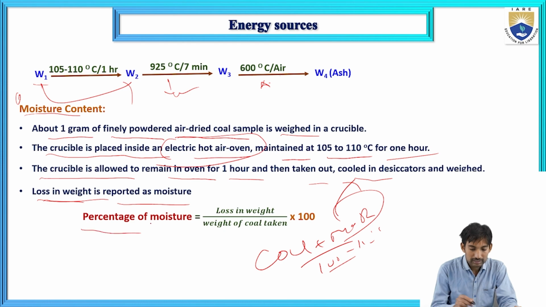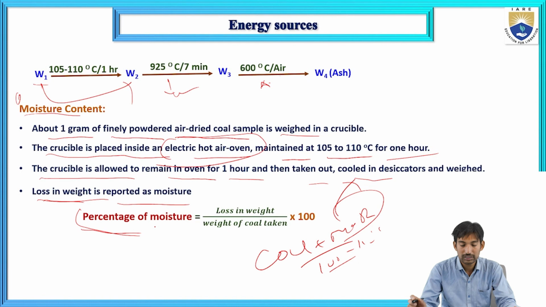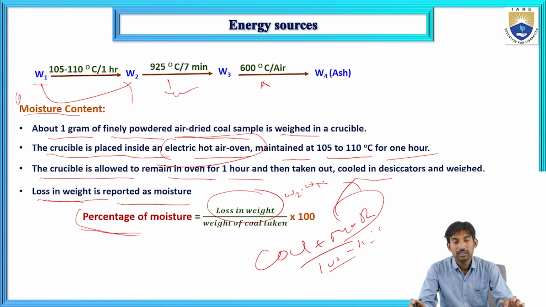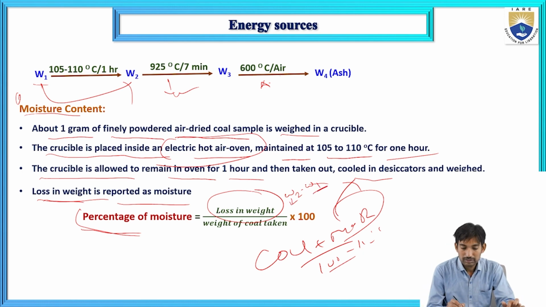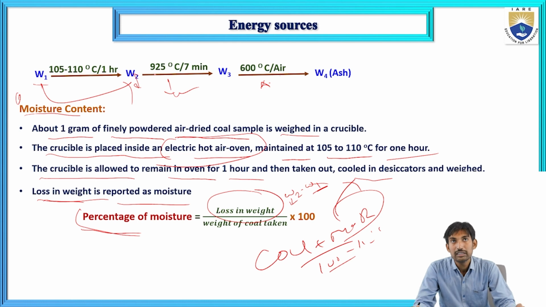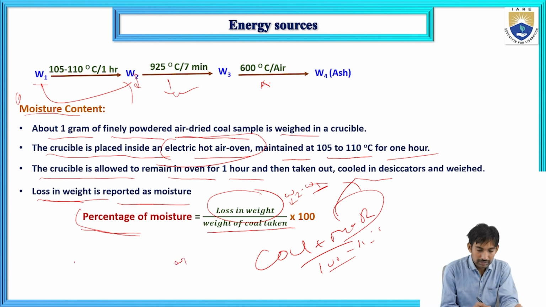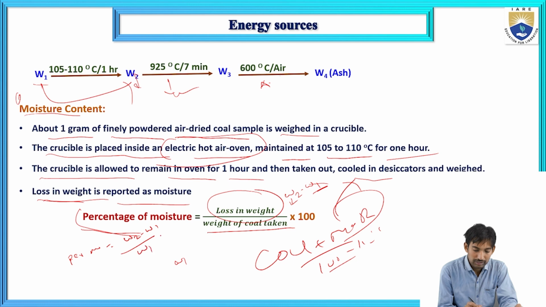Let's see how we can calculate the percentage of moisture. There is a formula. The percentage of moisture equals the loss in weight. Loss in weight is nothing but W2 minus W1, where W1 is the initial weight and W2 is the final weight after heating at 105 to 110 degrees centigrade. W1 is the weight of the coal taken. Then the formula becomes: percentage of moisture equals (W2 minus W1) by W1 into 100.